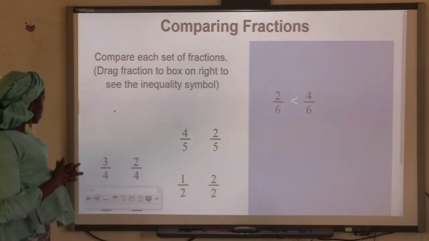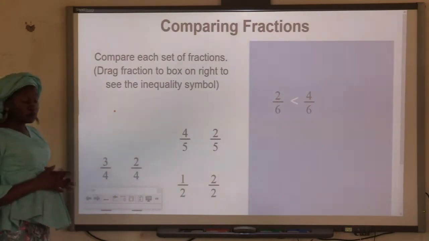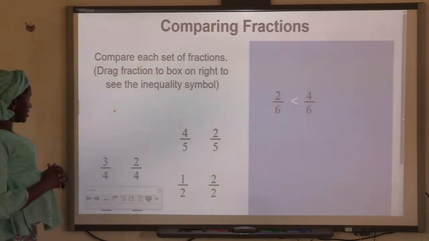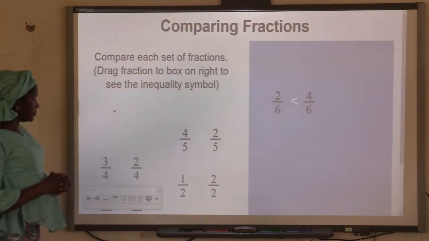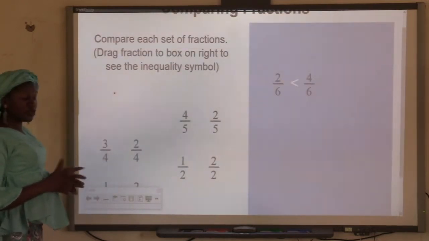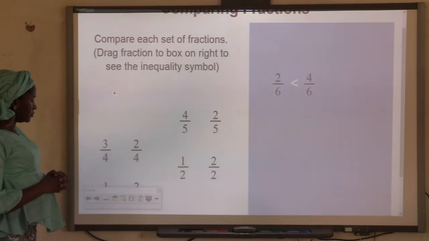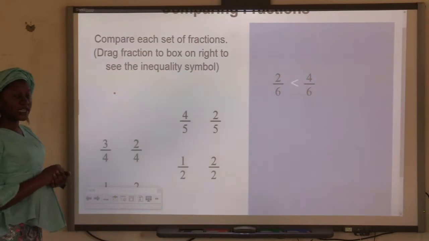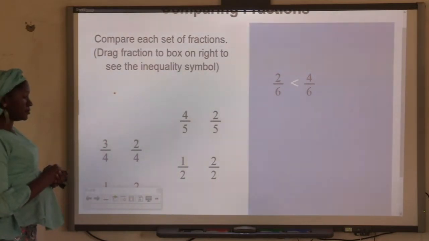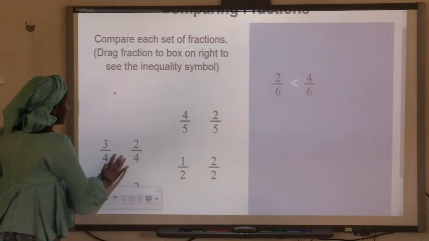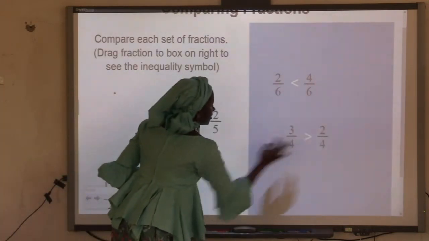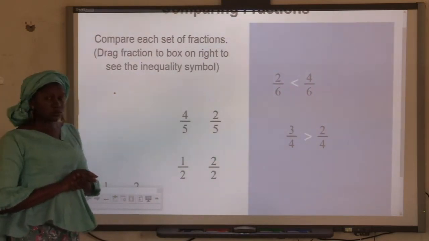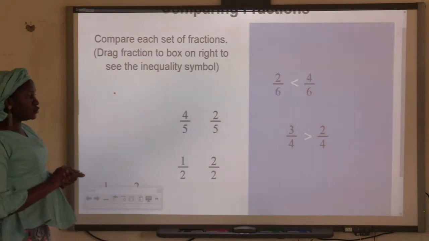Set 2, 3 over 4, which is 3/4, and 2/4. Which inequality symbol suits here? It is the same denominator. Now consider the numerators before I drag it to the box to tell you the answer. Three-fourths is greater than 2/4. 3/4 is greater than 2/4.